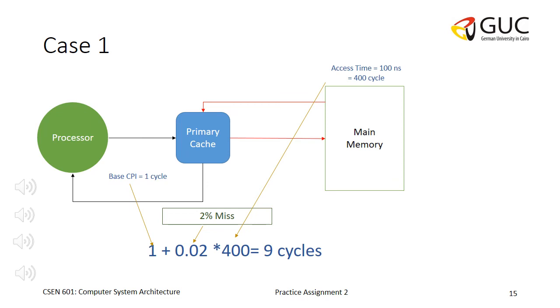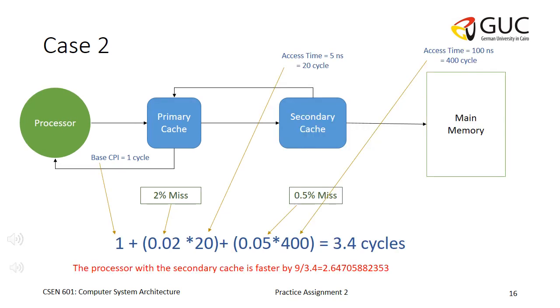So here we have the equation down. We have 1, which is the base CPI, added to the multiplication of the miss rate by the cost of one miss, or the access time of the main memory. So we have here 9 cycles delay for case 1. Okay, and in the next slide we will investigate case 2 and compare the two cases together.